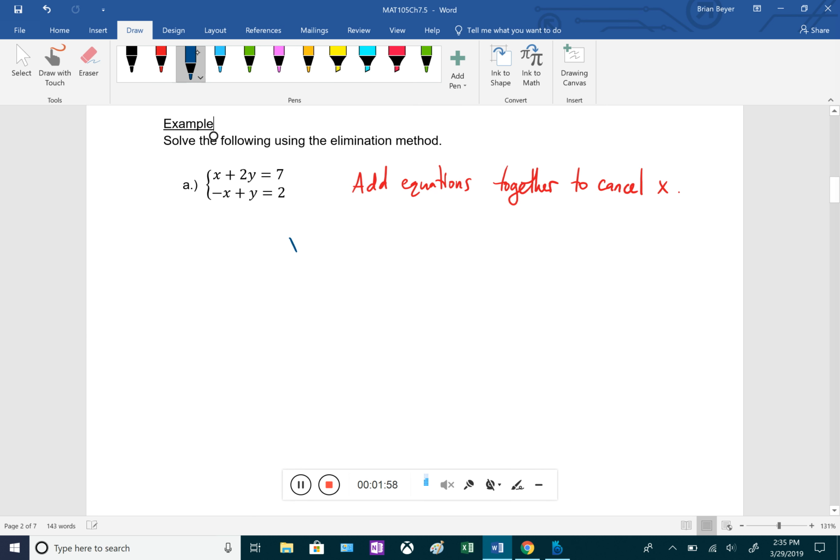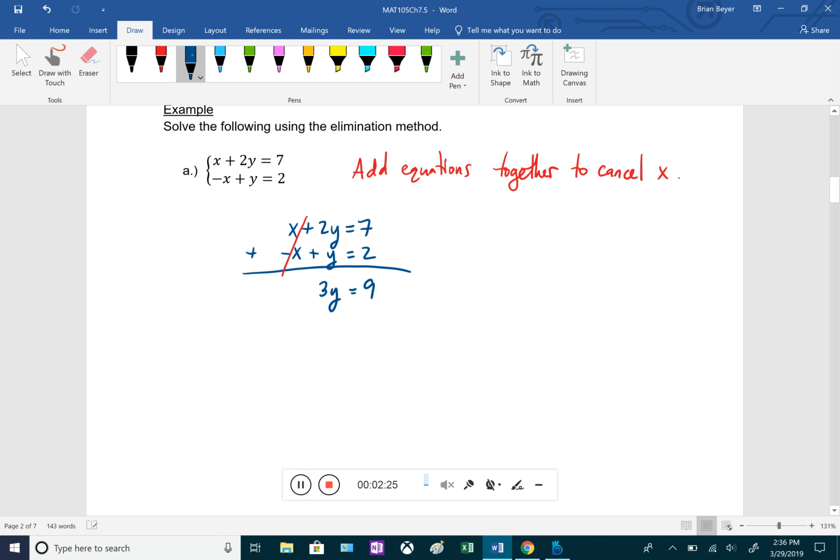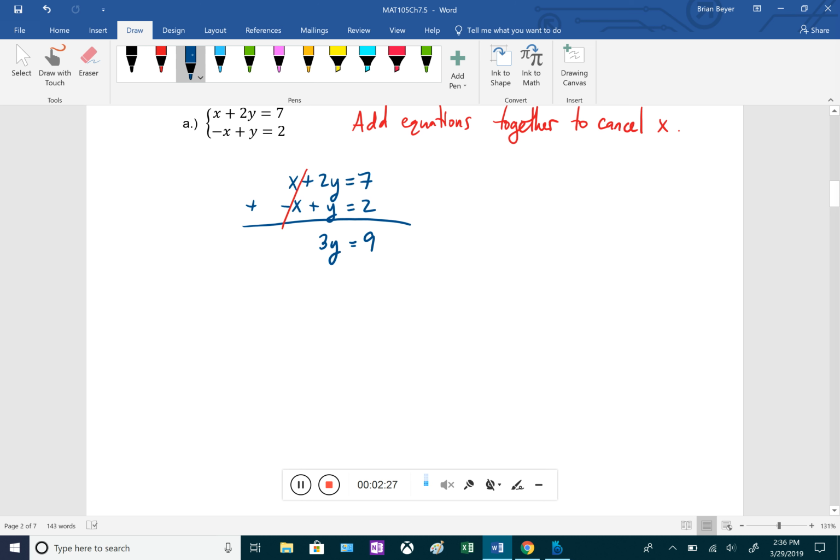So we can write it just like it's written right there, x plus 2y equals 7. Plus, now we're going to add the second equation to it, and then we can just add down in columns. x plus negative x is 0, so those cancel, which is the whole point. 2y plus y is 3y, and 7 plus 2 is 9. Now we can just solve this for y because it's one small equation with one variable. We divide both sides by 3, and we get y equals 3.